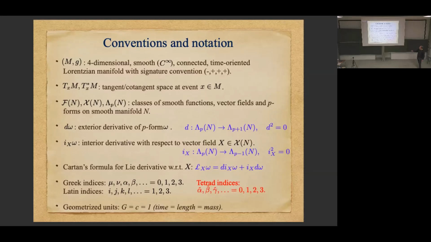So that converts a p-form into a p-1 form, and i_X squared is 0. And then a formula which is very nice is this Cartan formula for the Lie derivative. So if you take the Lie derivative of a p-form with respect to X, you can write this as d i_X omega plus i_X d omega.